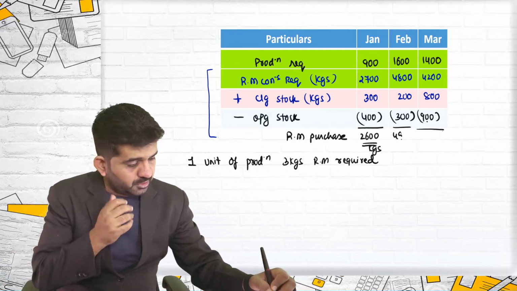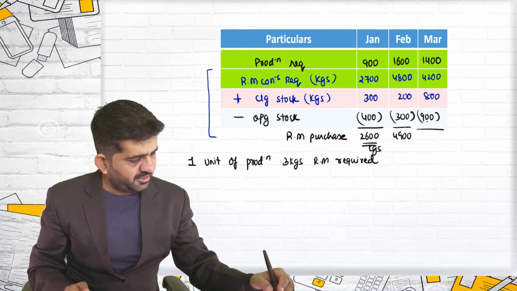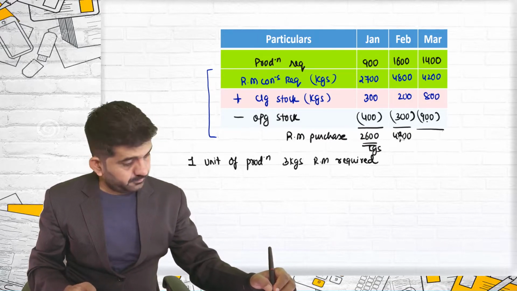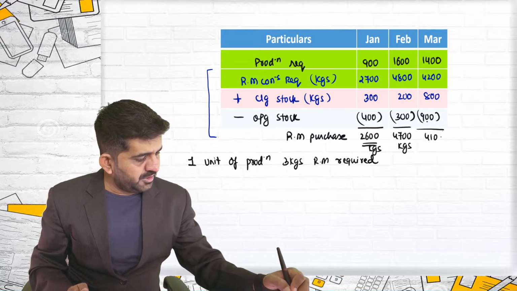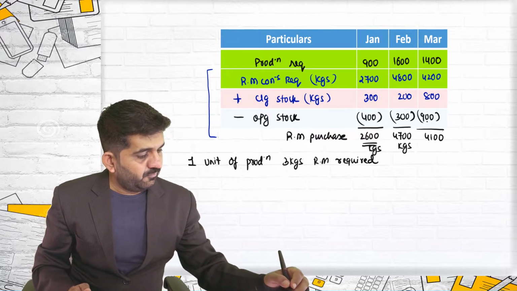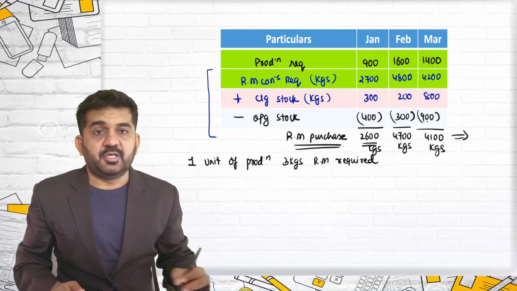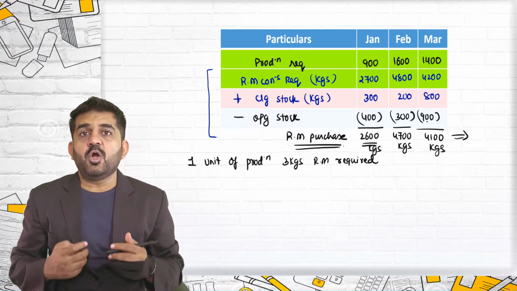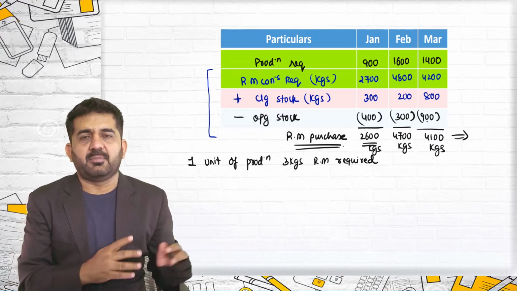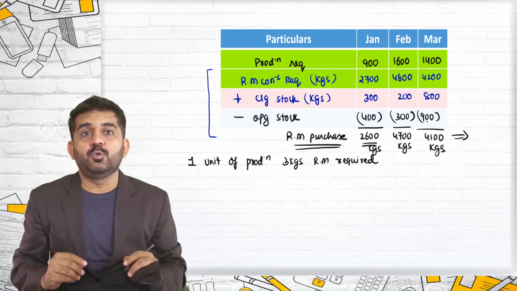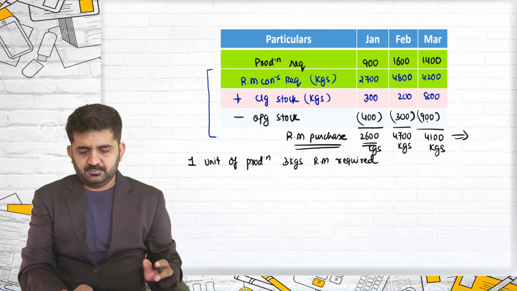This will be 4700 kgs, and this will be 4100 kgs. This much amount of raw material is to be purchased. Now, if you want to forecast what raw material you will have to purchase in January, February and March, this is how you find out how to forecast your purchase budget of raw material.